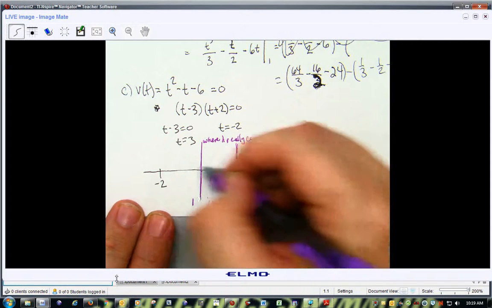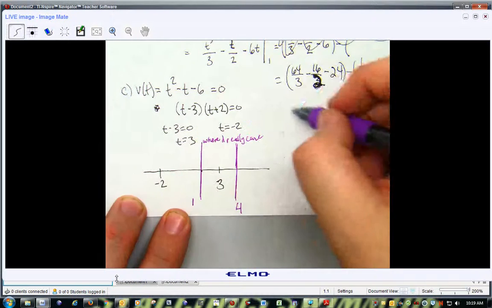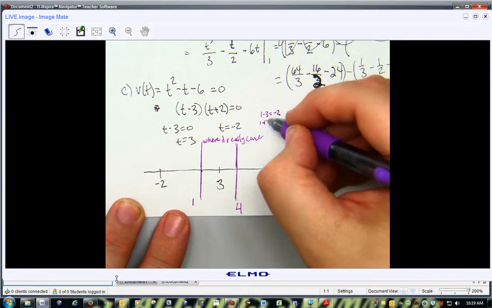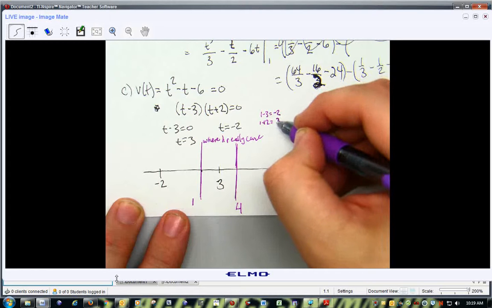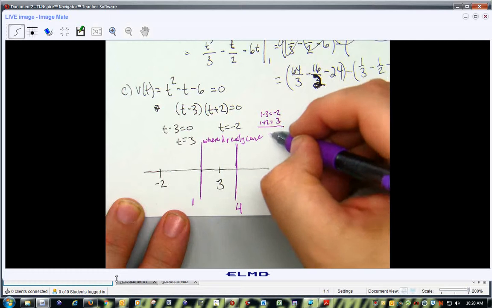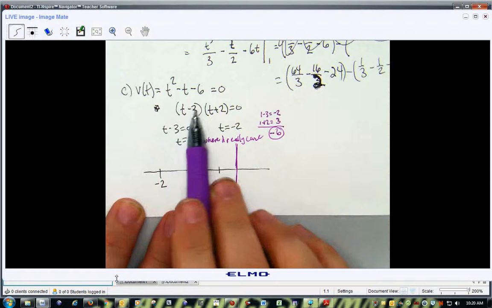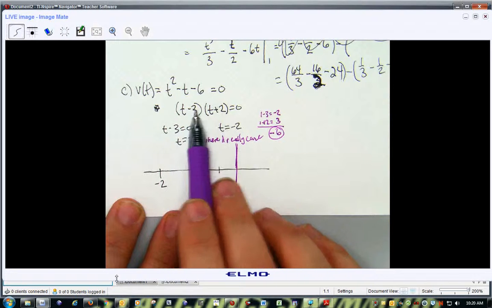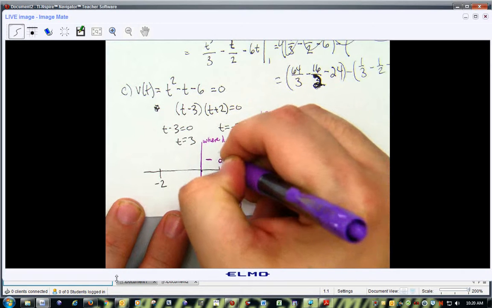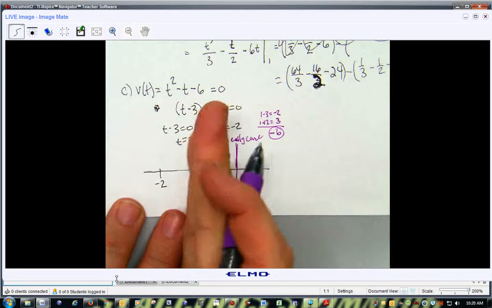So if I pick 1 and I put 1 in here, what's 1 minus 3? That's a negative 2. What's 1 plus 2? 3. So if I multiply these together, what do I get? Yeah, I'm going to multiply them because I got those answers from here, and it ends up being negative, so I know this part's negative. Here I know it's 0. Now, can I use 4 as a test point? Yeah, because 4 is in this other part of the region.